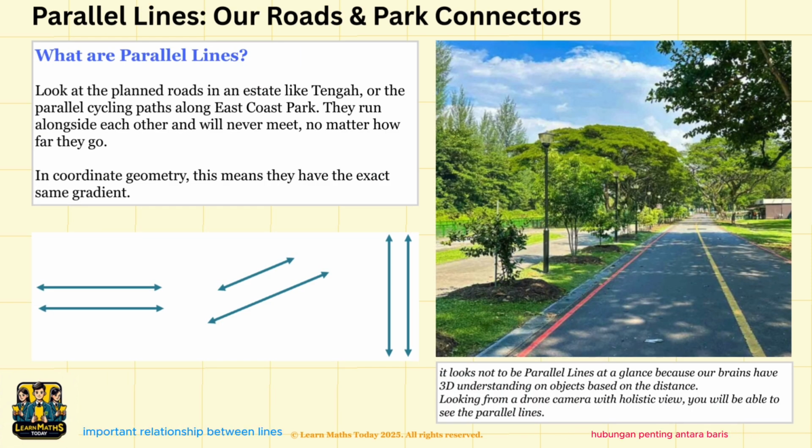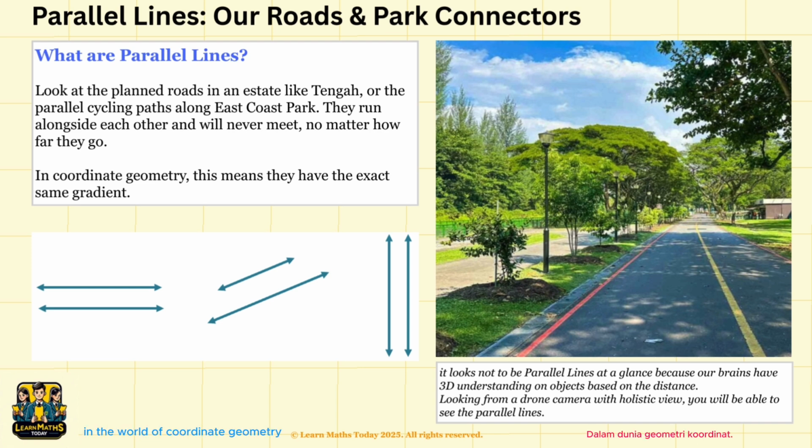Let's move on to an important relationship between lines, parallel lines. Think about some common sights in Singapore, like the beautifully planned roads in new estates such as Tengah, or perhaps the dedicated cycling paths that run alongside each other for miles at East Coast Park. What's a key characteristic of these paths? They run perfectly alongside each other, maintaining a consistent distance, and no matter how far they extend into the distance, they never, ever meet. That's the essence of parallel lines.